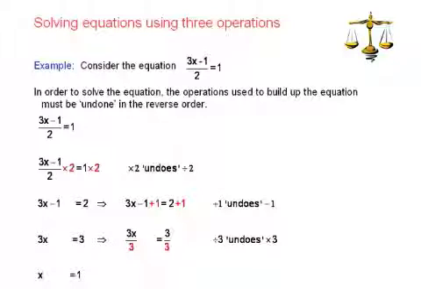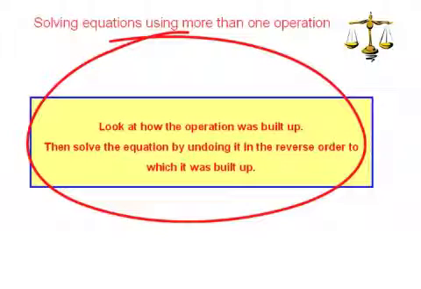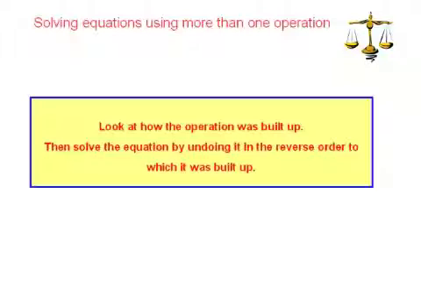So the final step is to remove the 3 on the left hand side. And because we have 3 times x, we must divide by 3. So 3x over 3 equals 3 over 3. Notice the 3 cancels out and we're left with x equals 1. So when we solve equations using more than one operation, we first of all look at how the operation was built up, then we solve the equation by undoing it in the reverse order to which it was built up.